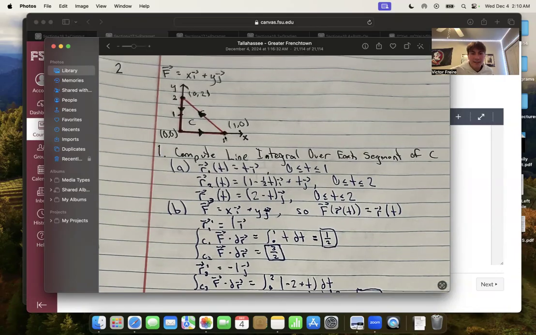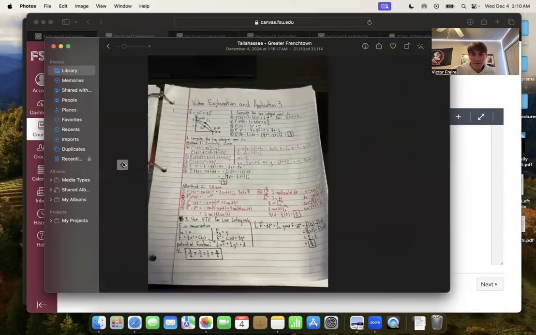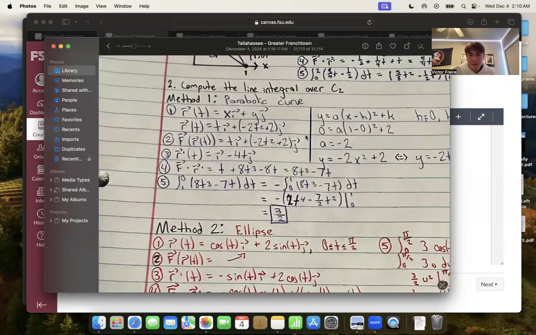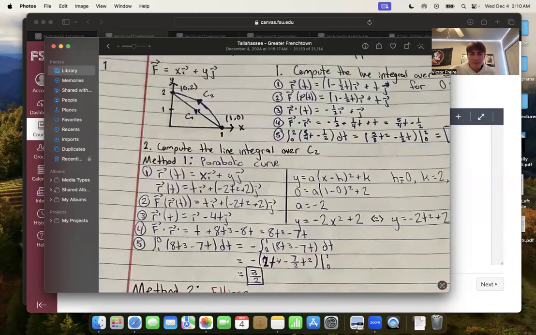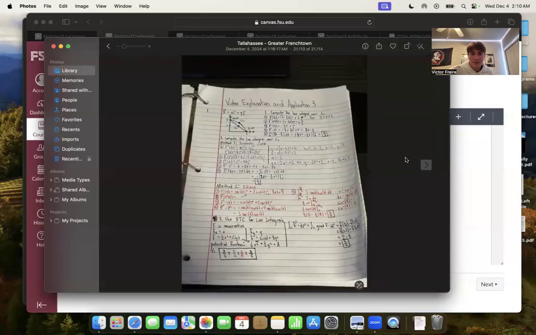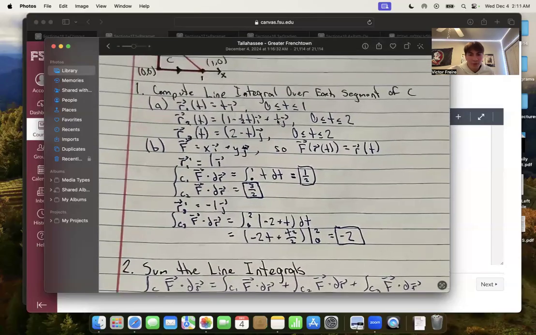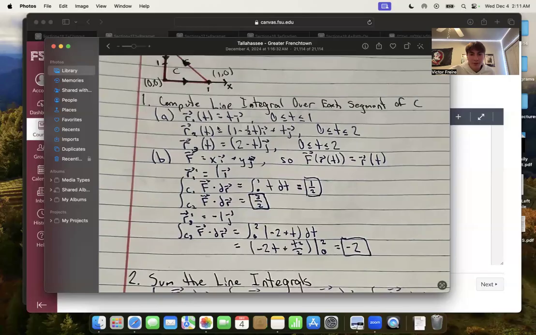And then for the second line segment, it's going to be from (1, 0) to (0, 2). But wait, we just did this in the previous problem. Yeah, it's C1, so we already found this. We know that it's (1 minus 1 half t)i plus tj for t from 0 to 2. So we don't even have to do the work here because we already did it before. Boom, this right here.